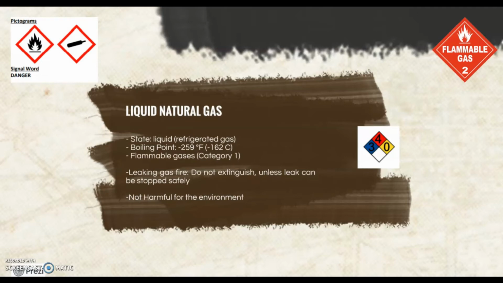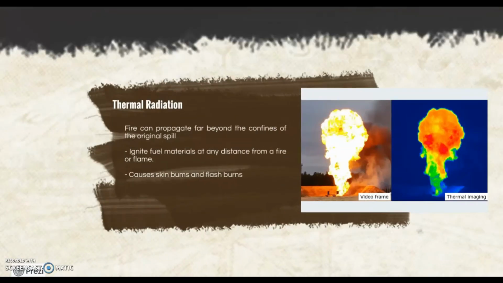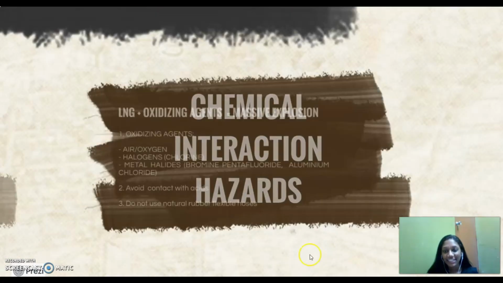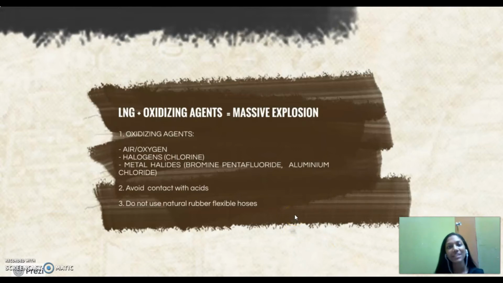LNG is not harmful for the environment. As for the energy hazard, thermal radiation means fire can propagate far beyond the confines of the original scale, and this thermal radiation ignites fuel materials at any distance from a fire or flame and causes skin burns and flash burns. Lastly, for the chemical interaction hazards, LNG plus oxidizing agents can cause a massive explosion. Examples of oxidizing agents are air or oxygen, halogens, and metal halides. LNG should also be kept from contact with acids, and natural rubber flexible hoses shouldn't be used.